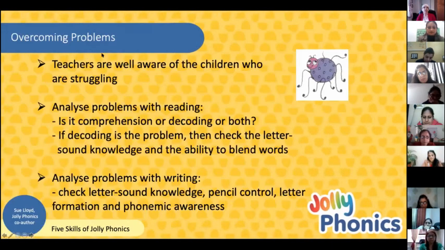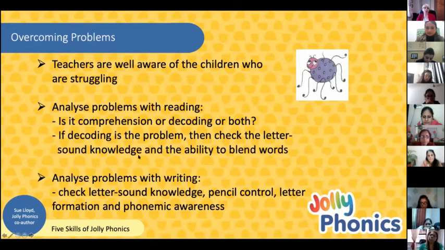So, overcoming problems. There will always be some children who have problems because they are slower than the others. And we know who is struggling, but what we don't always do as teachers is ask why. What is causing it? First of all, you have to say to yourself, is it comprehension, or is it decoding, or is it both? If it's decoding, and often that is, then check the letter sound knowledge and the ability to blend words.